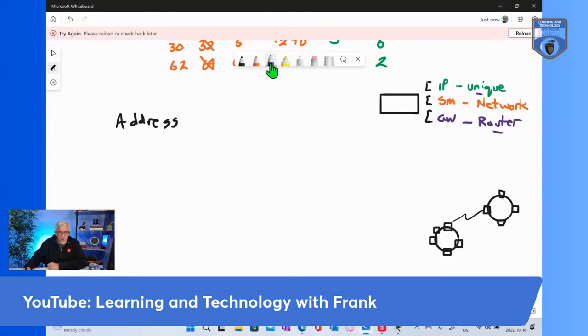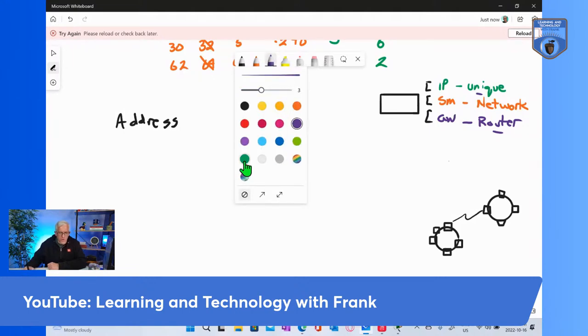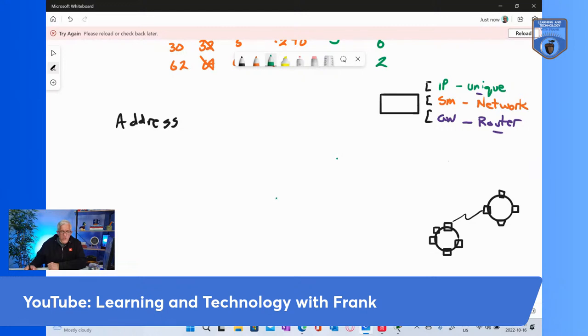So let's go ahead and work with these and show you how you can create these addresses. So what I'm going to do when I create addresses, and the class C is probably the easier one to do. So I have an address here of 192.168.1.0.